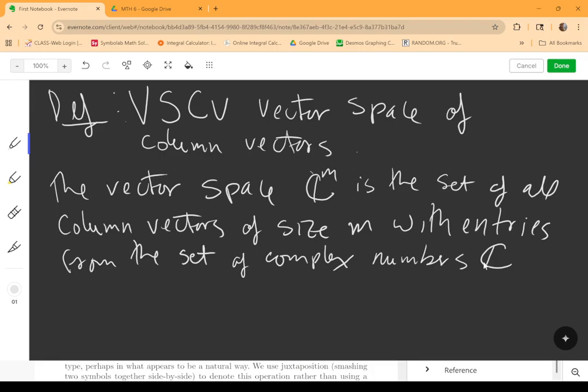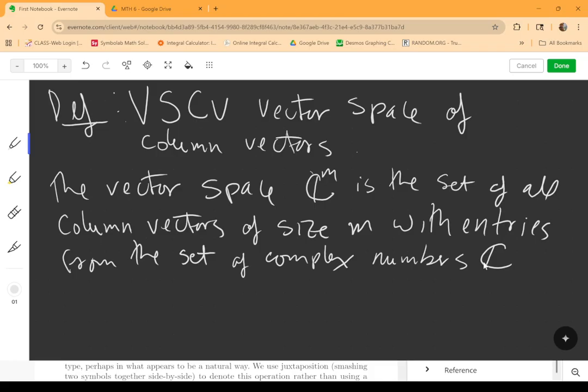All right, so the definition here is the vector space of column vectors. So here's our first introduction into this idea of a vector space. We will go more in depth in a later section once we introduce some other objects that we'll be working with, like matrices and whatnot. But for now, we'll take a look at this vector space, specifically of column vectors, and we'll look at the properties that define a vector space.